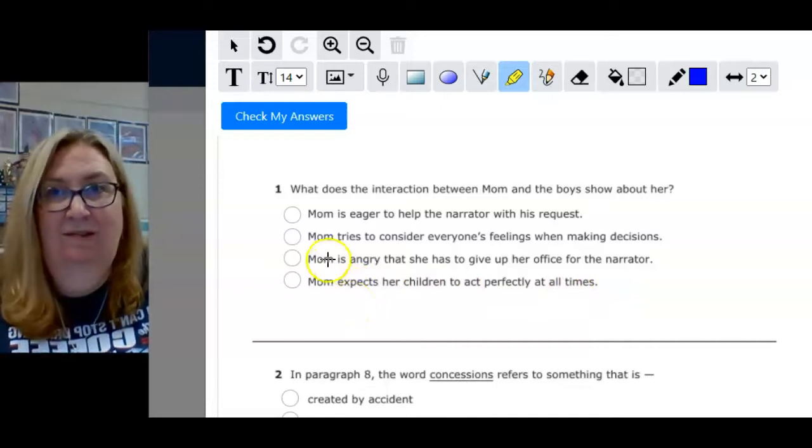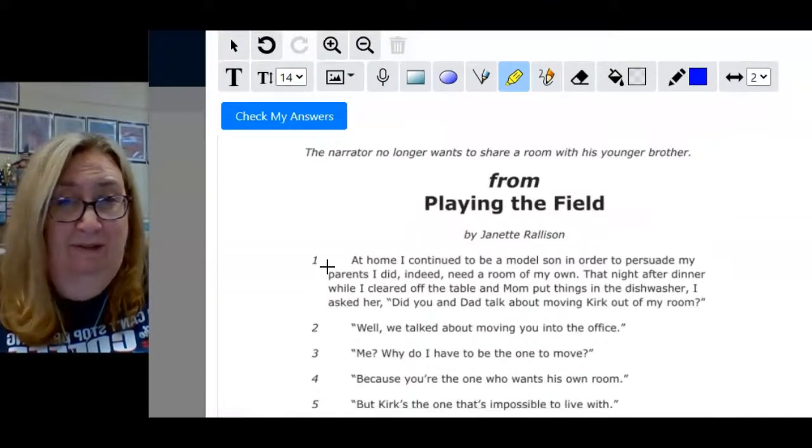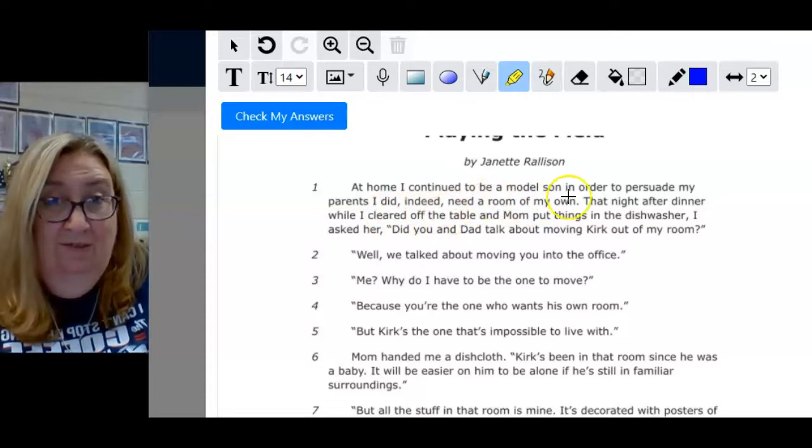Well, having just read this, I don't recall Mom being angry, and I don't recall Mom expecting her kids to be perfect. He's the one trying to be a model son, right?